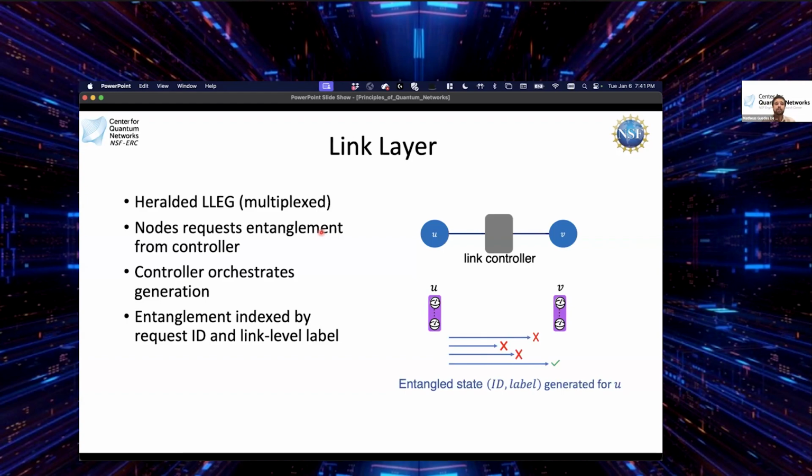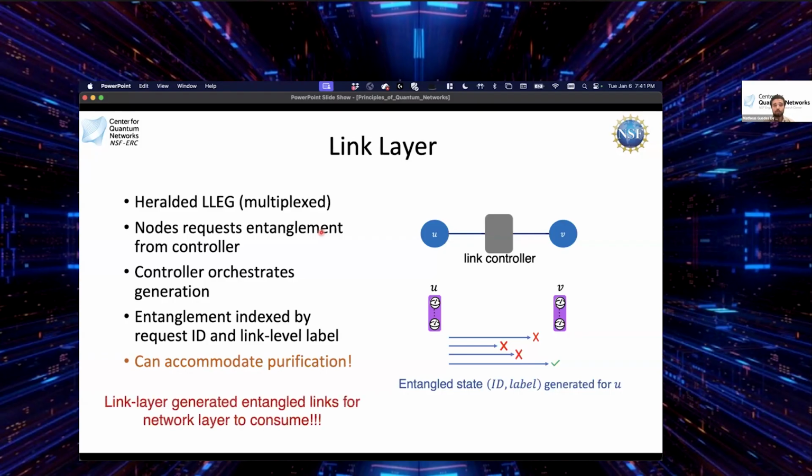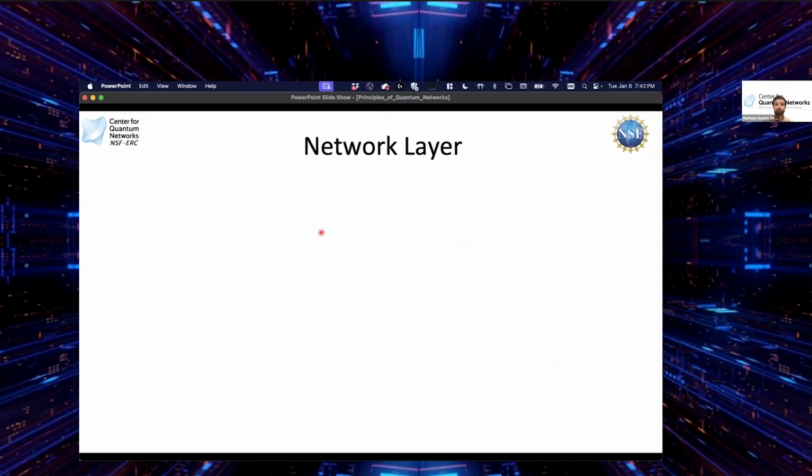And then whenever we do have a link level entangled state, we assign that link level entangled state to the nodes by determining a request ID and a link level label. The request ID will essentially tell the nodes that that request is served by the link level entangled state that the link controller just generated. What is nice about this is that you can easily accommodate link level purification with this link controller model. Finally, what the link layer is doing is generating entangled links for the network layer to consume.